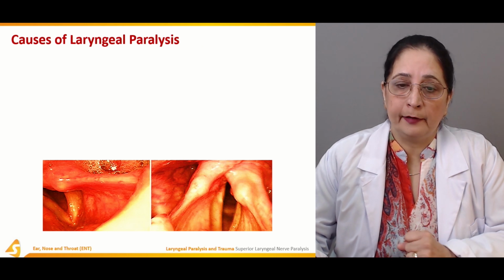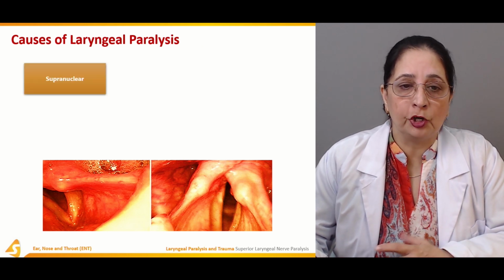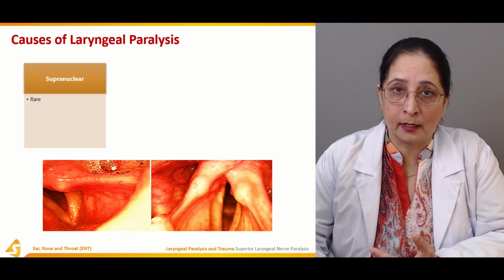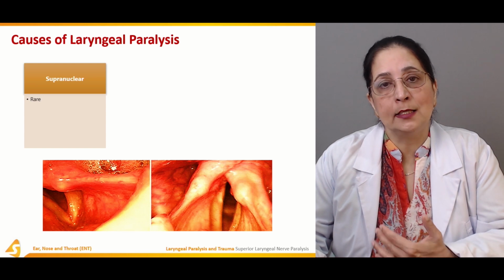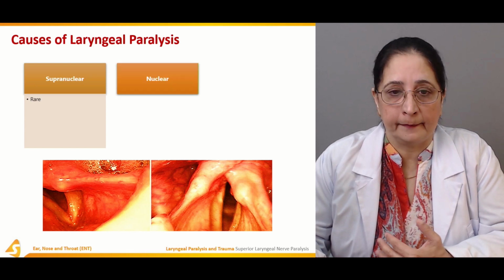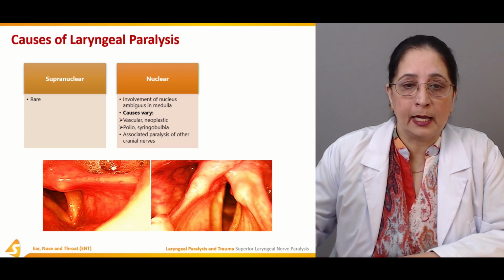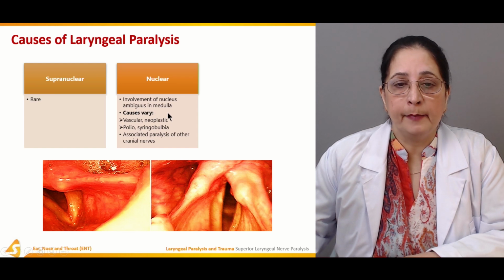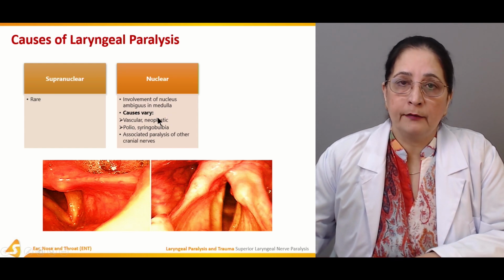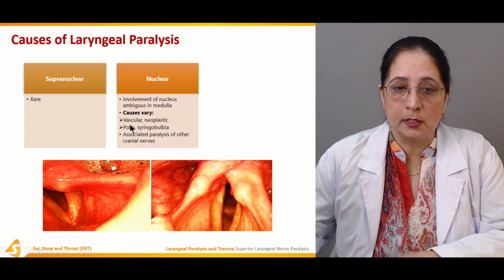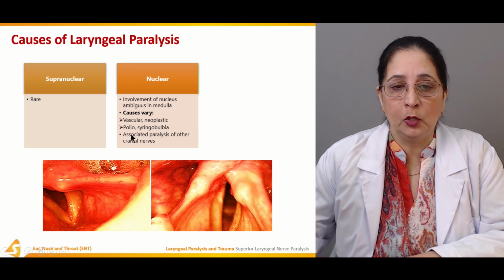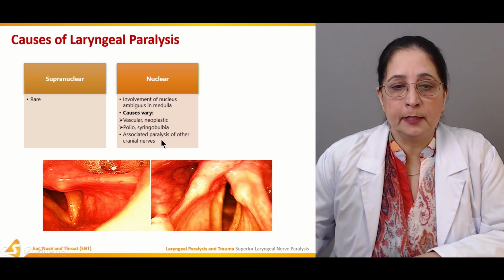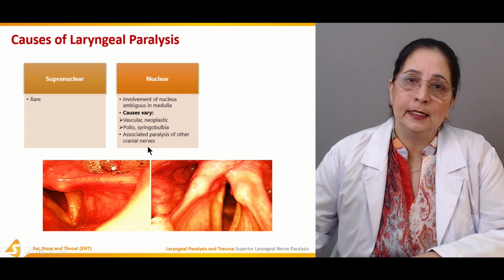Again, causes of laryngeal paralysis, or etiology. We have supranuclear causes, which are rare. So supranuclear paralysis of the larynx is rare. Nuclear causes involve the nucleus ambiguus in the medulla. Causes are variable, like vascular causes, neoplastic, polio, syringobulbia, associated paralysis of other cranial nerves.